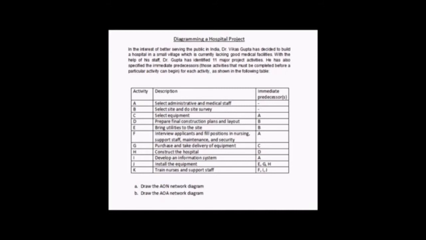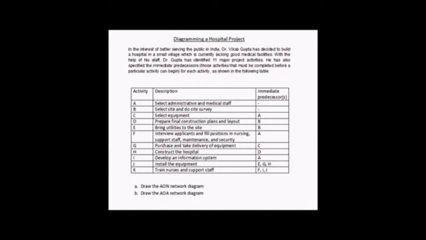Activity D is to prepare the final construction plans and layout. This is dependent on activity B to be finished before activity D can start. So activity B is select site and do site survey. So once he does the selection of the site and the site survey, then he can prepare the final construction plans and layout. Activity E is to bring utilities to the site. This is also dependent on activity B, which is select site and do site survey.